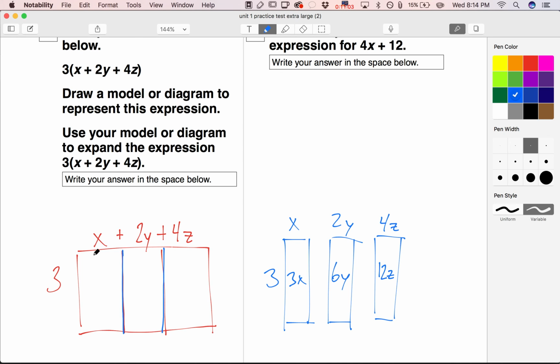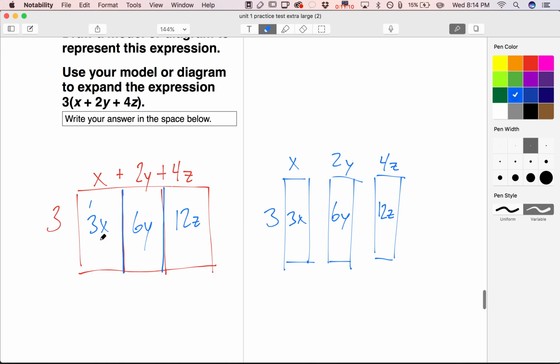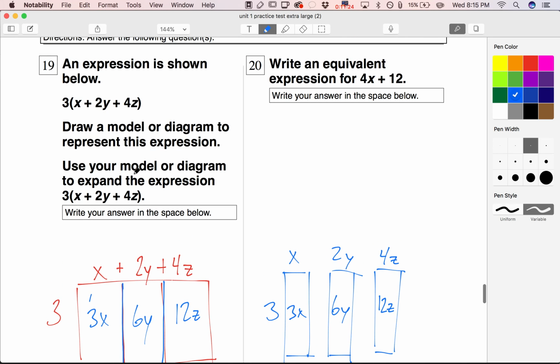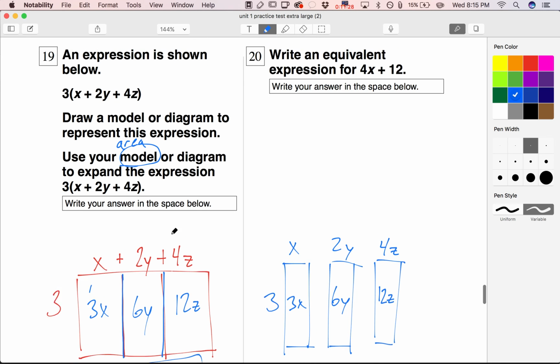So here this would be 3x, 6y, 12z. Completely the same, just glued together. Now we have 3x plus 6y plus 12z is how you want to write out the final answer. So this would be your final answer here. So this is using a model. This is called an area model, this picture right here, or a diagram.